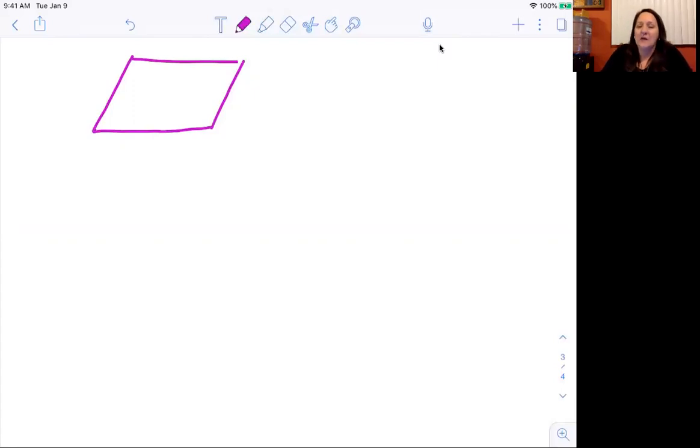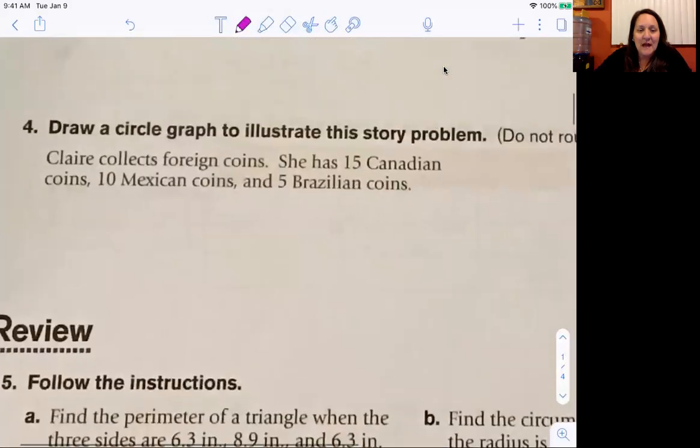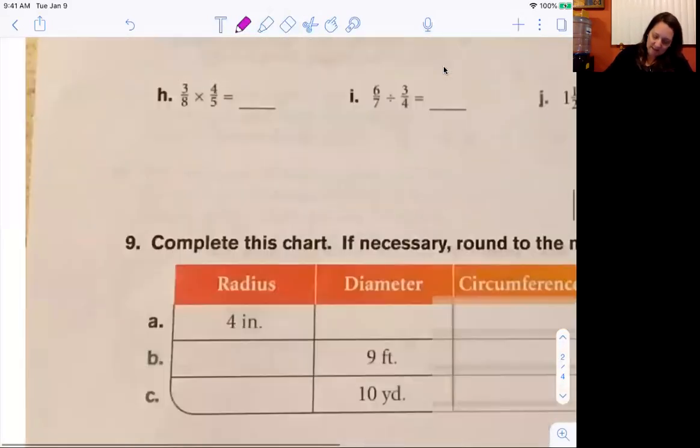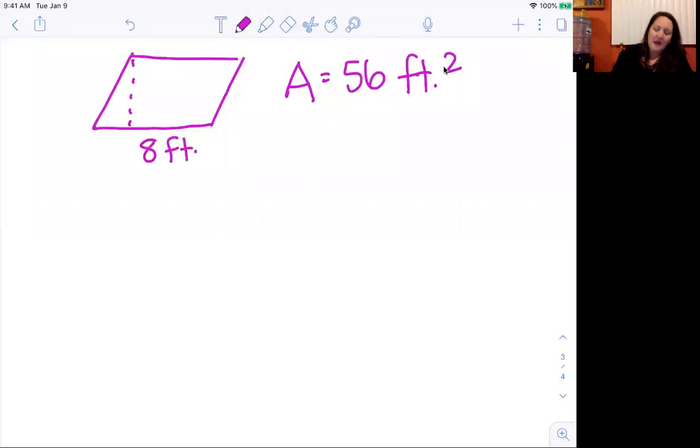Okay. So I have a parallelogram. They said that I'm going to go back and look. The paper said that the area is 56 square feet and the base is 8 feet. So I know my area equals 56 square feet and my base is 8 feet. Okay, and we have to solve for height. Well, how in the world do we do that?